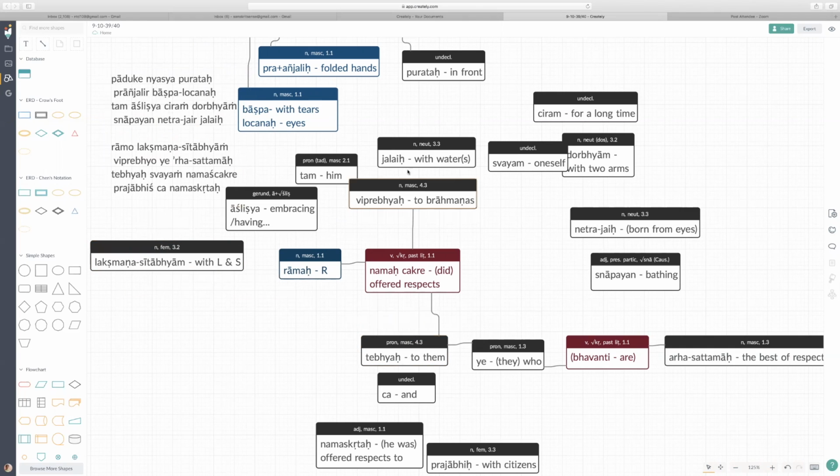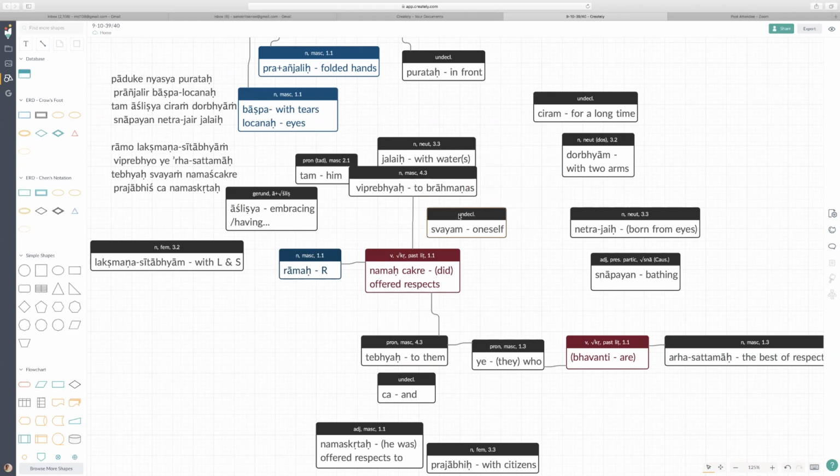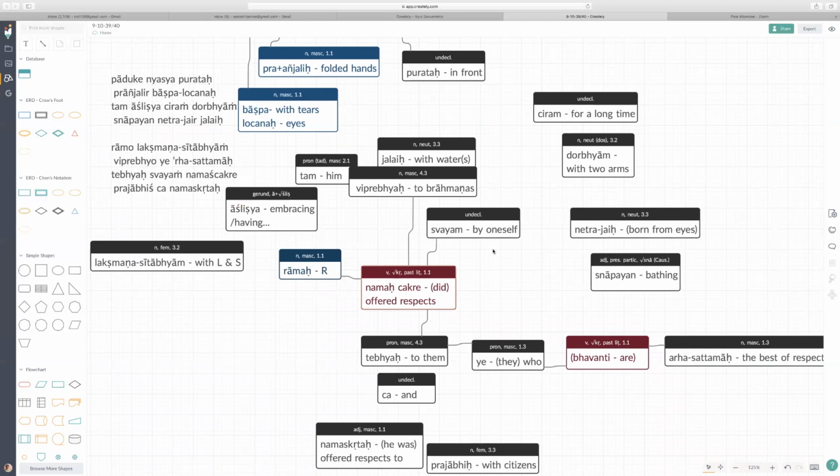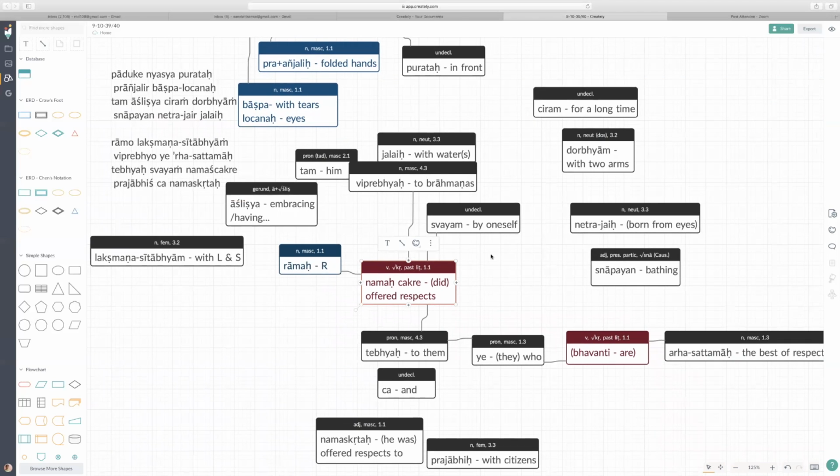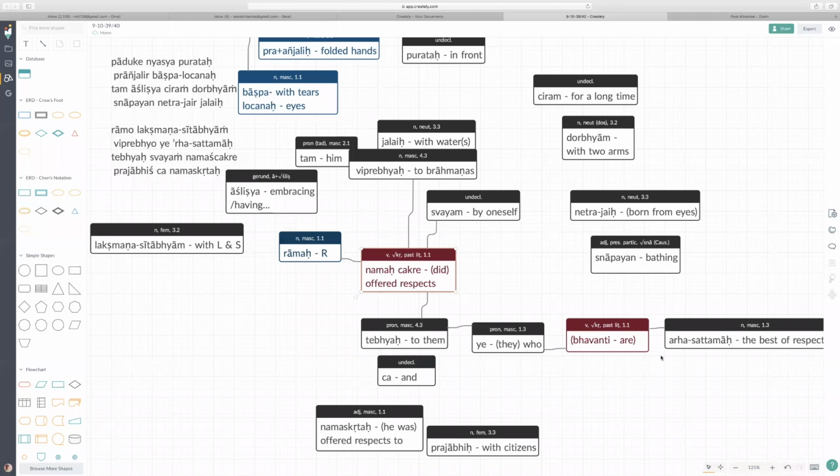If it's adverbial, like swayam, it's ultimately an adverb. In other words, himself, not through any other medium, but himself. It describes the nature of the action. You do it yourself. Yourself is connected to do, actually, rather than to the doer. So by oneself, namaschakre, prajabhischa namaskritaha. So where do I connect namaskritaha?